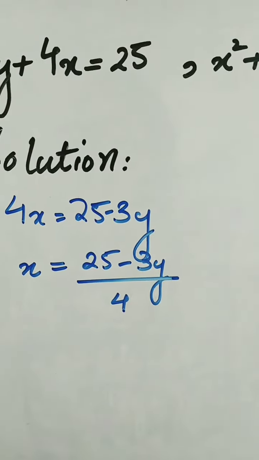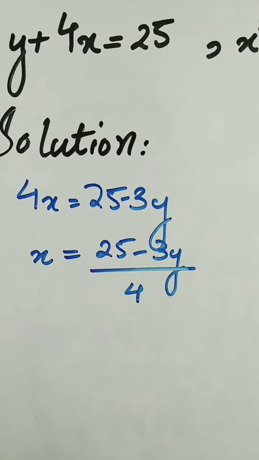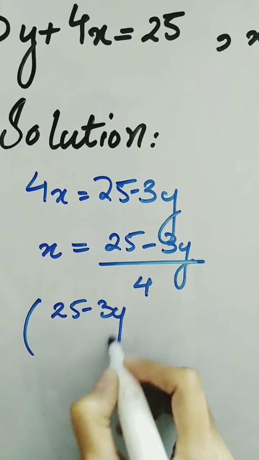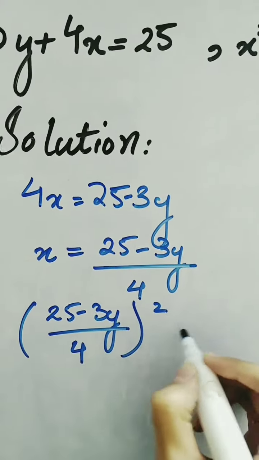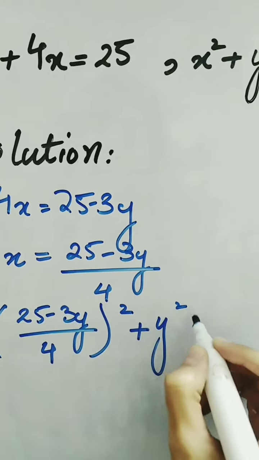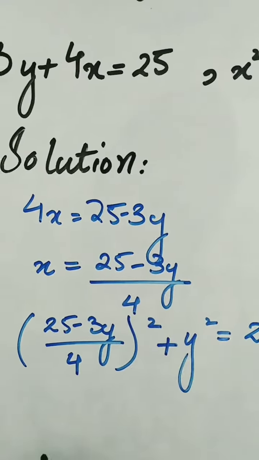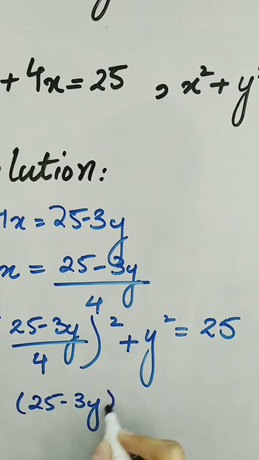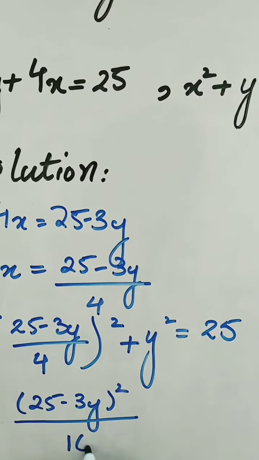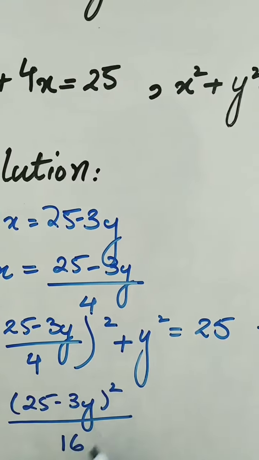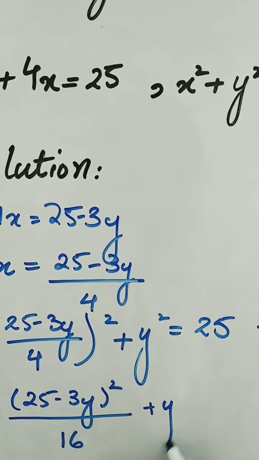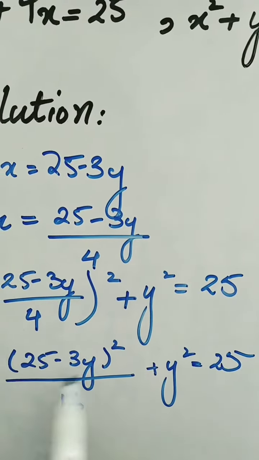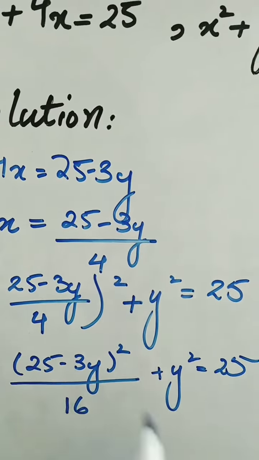Now we will put this value in the other equation, which is x² plus y² is equals to 25. Instead of x, we will have 25 minus 3y over 4, square, plus y square is equals to 25. We have applied a square on 4, so it becomes 16 plus y square is equals to 25. We will expand this expression with the help of the formula a minus b whole square.